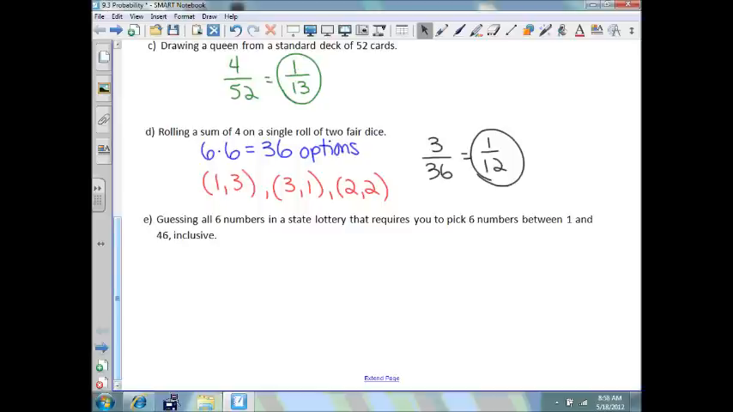Now, if we look at E, it says guessing all 6 numbers in a state lottery that requires you to pick 6 numbers between 1 and 46 inclusive. So what we're going to do here is 46 choose 6. So in your calculator, you're going to do 46 choose 6.